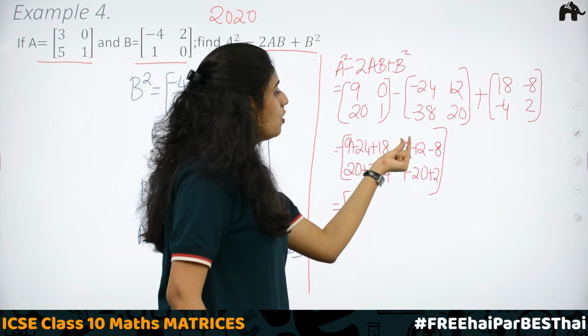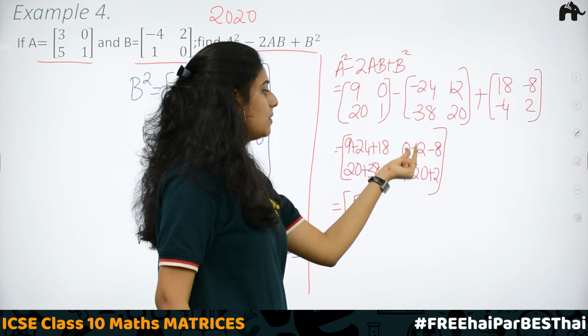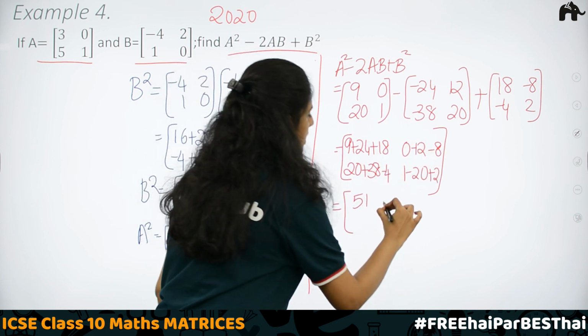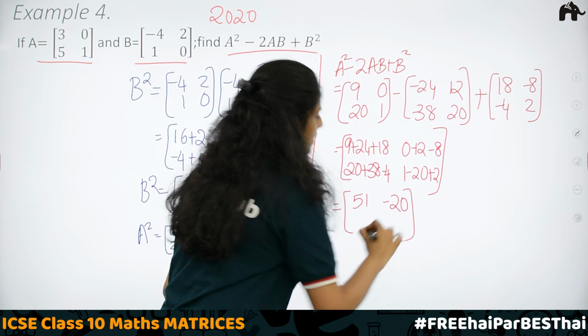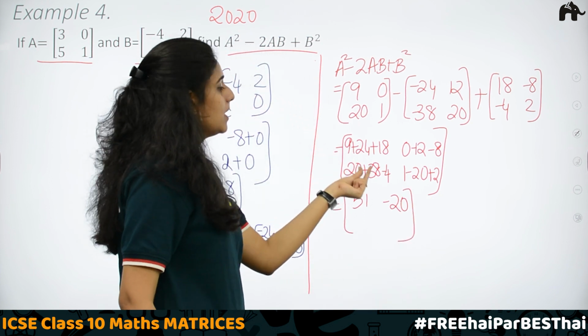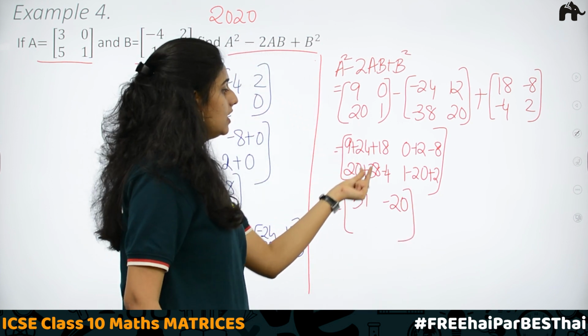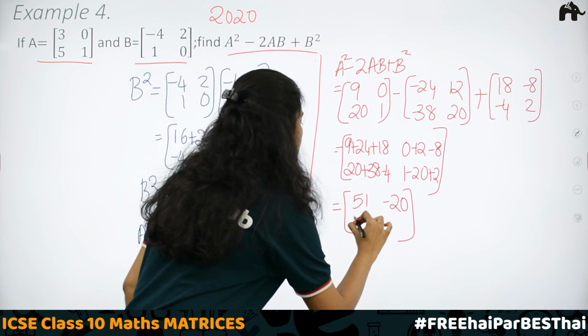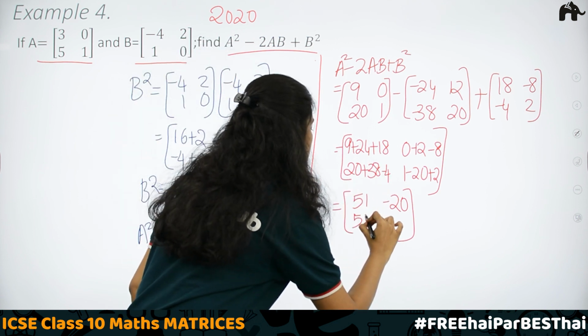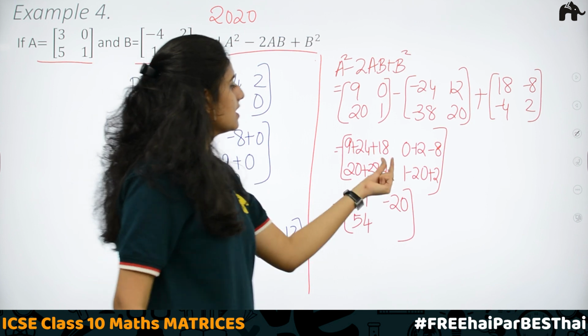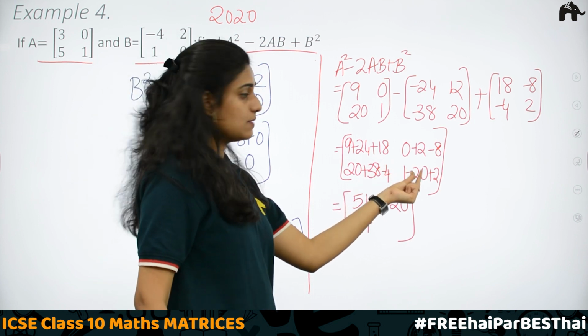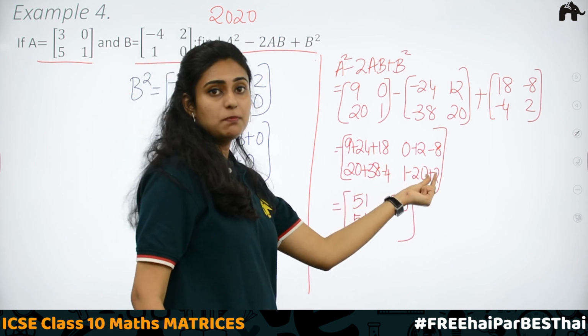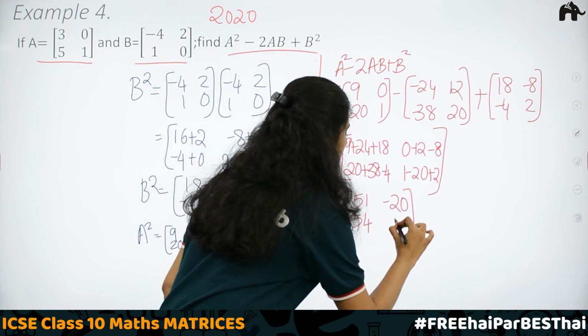Next, 0 minus 12 minus 8. Minus 12 minus 8 is minus 20. Next, minus 20 plus 38, which is 58. 58 minus 4 is 54. Next, 1 minus 20 is minus 19. Minus 19 plus 2 is minus 17.